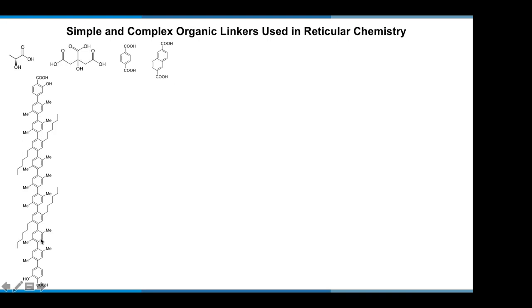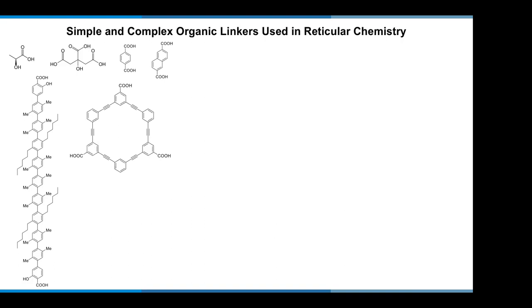Here we teamed up with Fraser Stoddart back in 2010 and made this 11 phenylene unit linker and showed that, I won't show the MOF for this one today, but we showed that this could be made into a MOF with a pore size of 98 angstroms, large enough to fit a biological molecule like GFP into the pores.